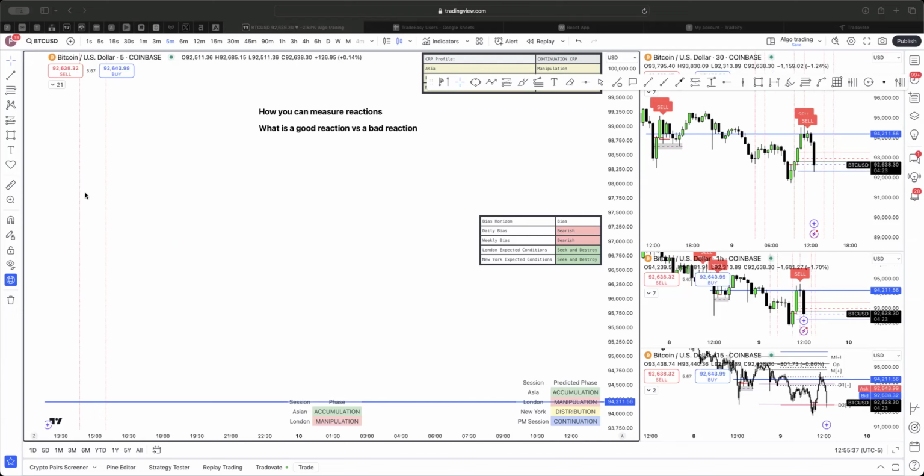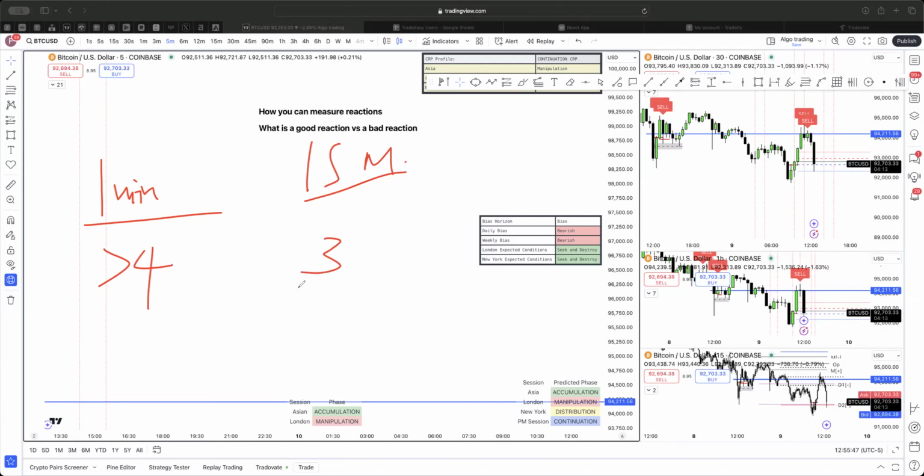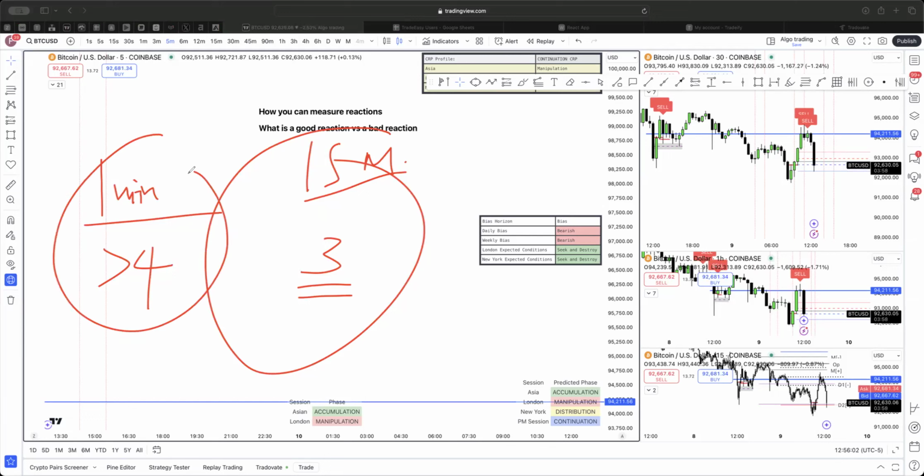Now there's a caveat to this. The caveat is that, okay, maybe the 1 minute chart has a formation that is more than four, but the 15-minute chart has a formation that is perfectly equivalent to three in terms of its swing validation, right? How we validate a good reaction. That's fine. Which means that the 15-minute chart is good. 1 minute chart, who cares, right?